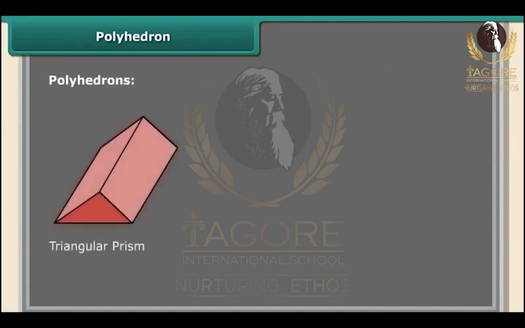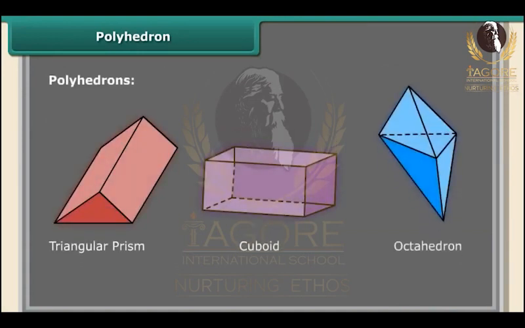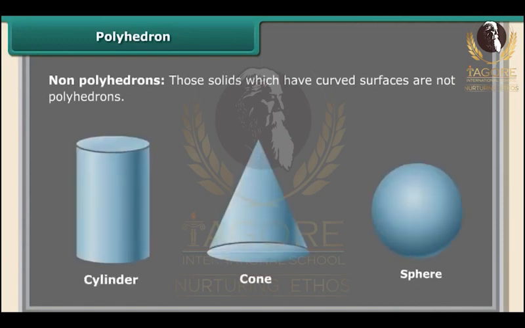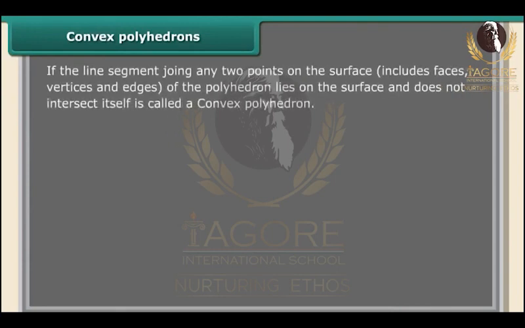Polyhedrons: triangular prism, cuboid, octahedron. Non-polyhedrons: those solids which have curved surfaces are not polyhedrons. Cylinder, cone, sphere. Convex polyhedrons: if the line segment joining any 2 points on the surface, including faces, vertices and edges of the polyhedron, lies on the surface and does not intersect itself, it is called a convex polyhedron.